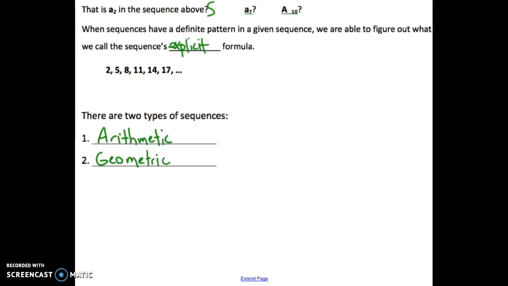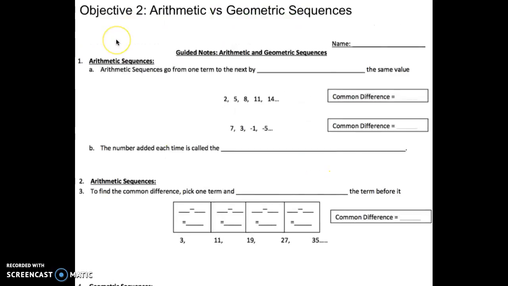These are considered to be the two types. They each have their own specific explicit formula, and we're going to work through how to find the explicit formula for both after we practice determining the difference between and identifying an arithmetic versus a geometric sequence. So, let's begin with arithmetic sequences.